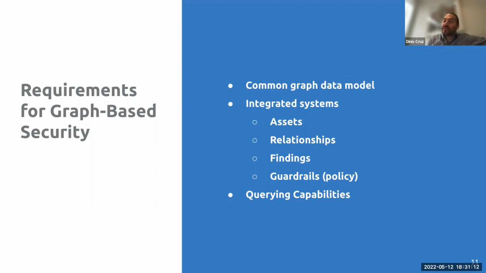So that integrated systems, is that the platform to basically deploy the data model and then query and visualize it? Yep. Okay, cool. Because I think the feedback loop is absolutely critical.